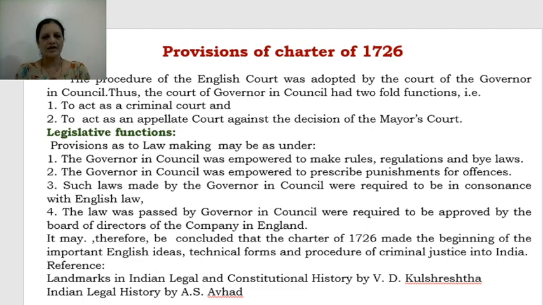So it may therefore be concluded that the Charter of 1726 made the beginning of introducing important English ideas, technical forms and procedure of criminal justice into India. So with this, I have completed the provisions of the Charter of 1726. Thank you.